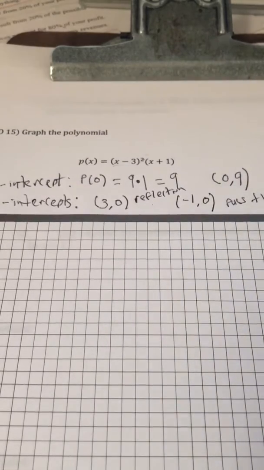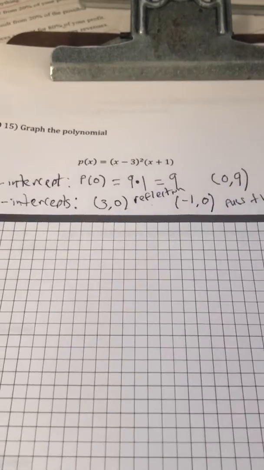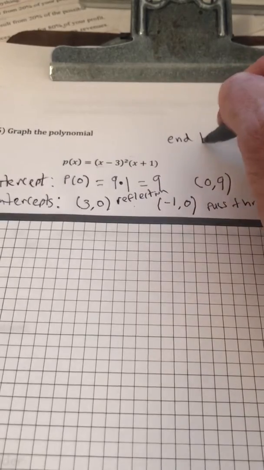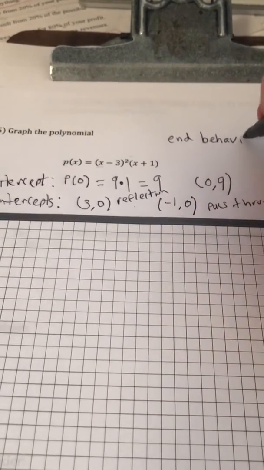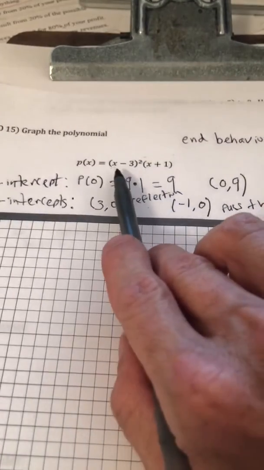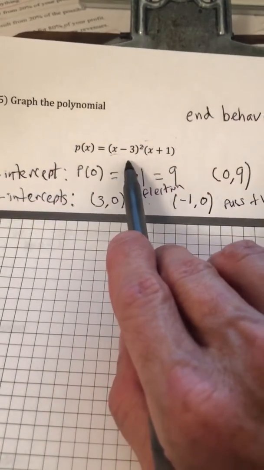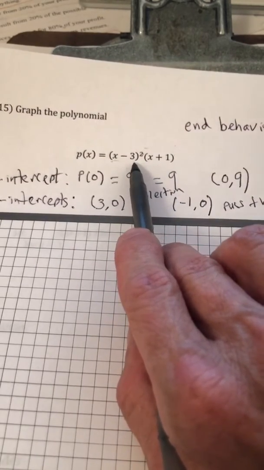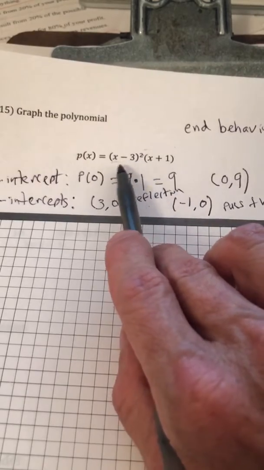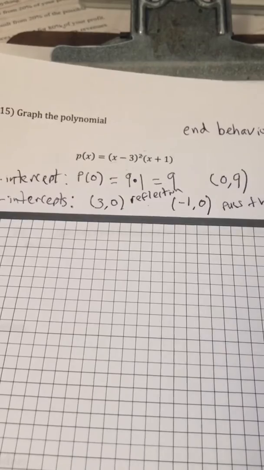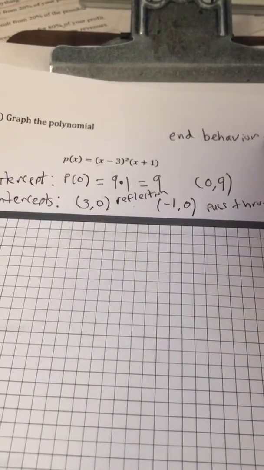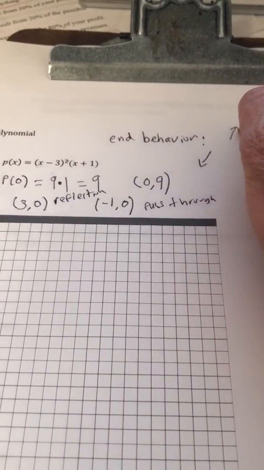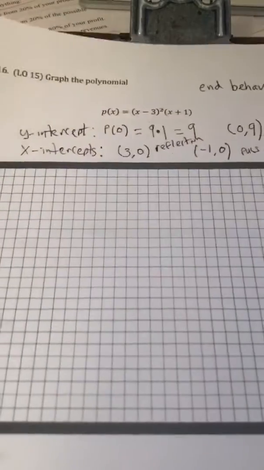Okay. Now there's something else we need to talk about, and that is end behavior. See, all these things work together. If you were to expand this out, what you would get is a third-degree polynomial with a positive leading coefficient. So the end behavior is going to be the same as the end behavior of y equals x cubed, which we know is down, up.